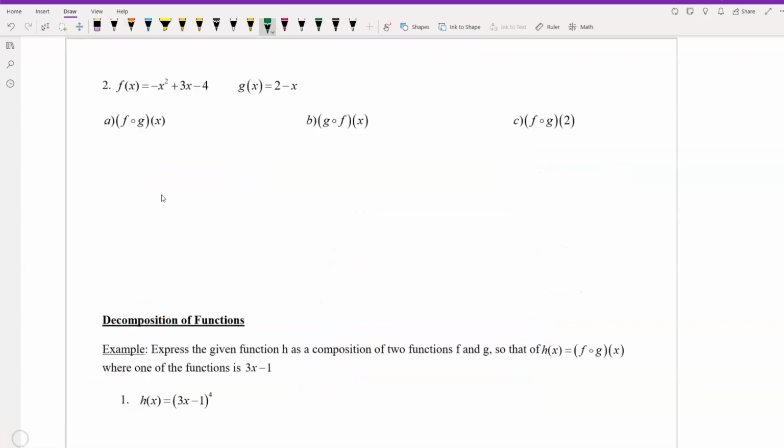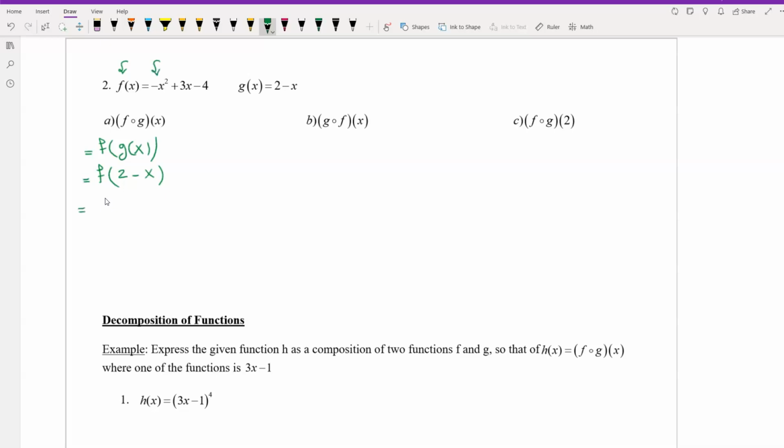Now here on this part, f of x is equal to negative x squared plus 3x minus 4, and g of x is equal to 2 minus x. We have to find f of g(x). So the inner function is g, and instead of g(x), we have to use 2 minus x. Now we have to use this function f of x, and instead of x, we have to use 2 minus x.